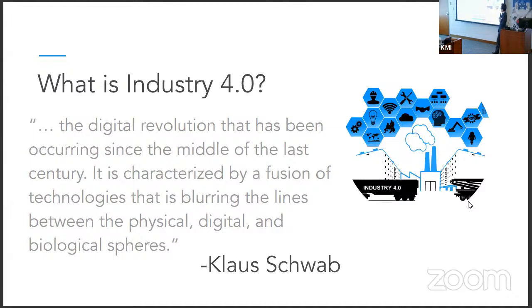Industry 4.0 can be defined as the digital revolution that has been occurring since the middle of the last century, the 20th century. It is characterized by a fusion of technologies that is blurring the lines between the sectors and industries, between the physical, digital, and biological spheres.